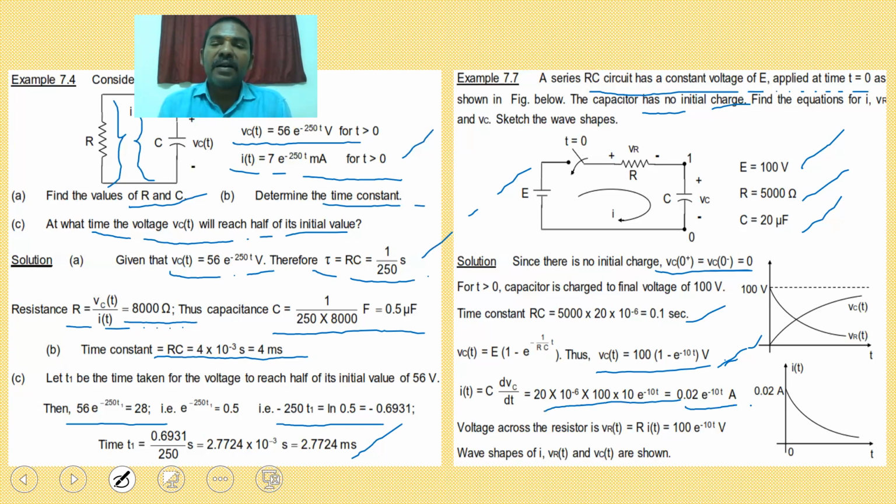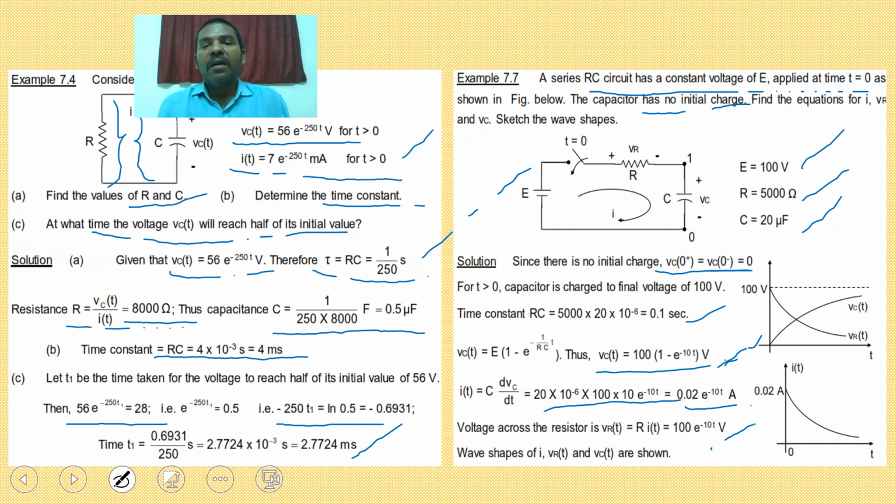Then the voltage drop across the resistor. The current is already calculated, and the resistance value is 5000. The voltage drop across the resistor is equal to R into I of t. So that is equal to 5000 into 0.02 e power minus 10t. So you can get 100 e power minus 10t volts.